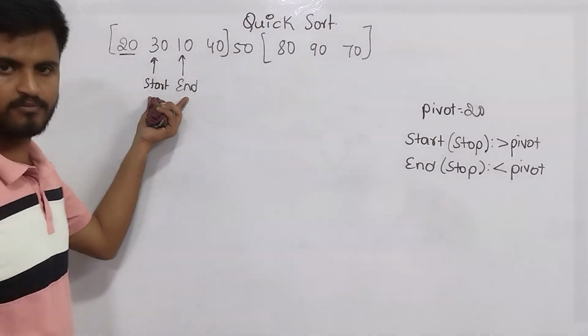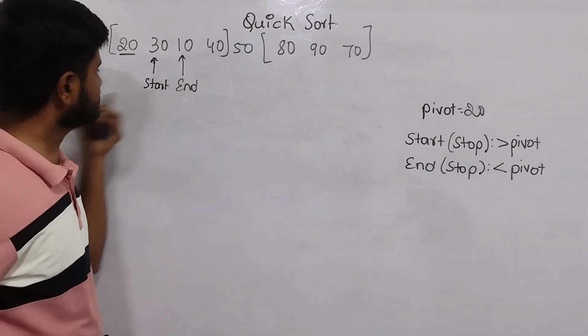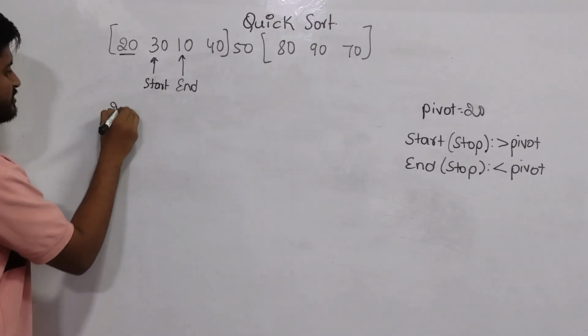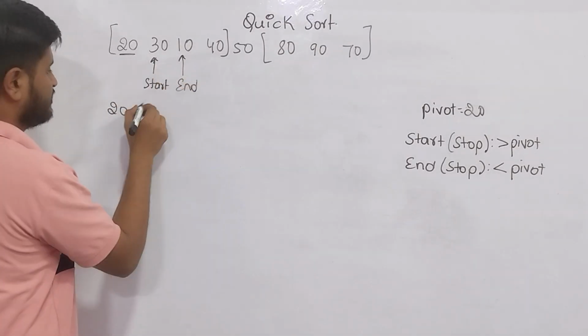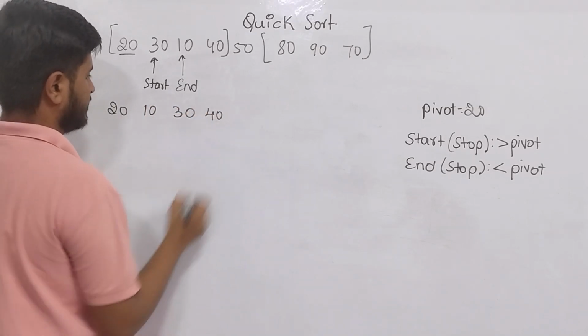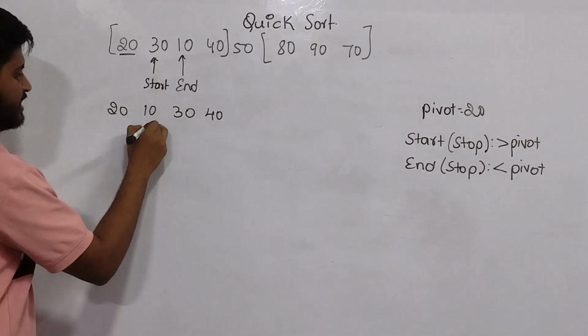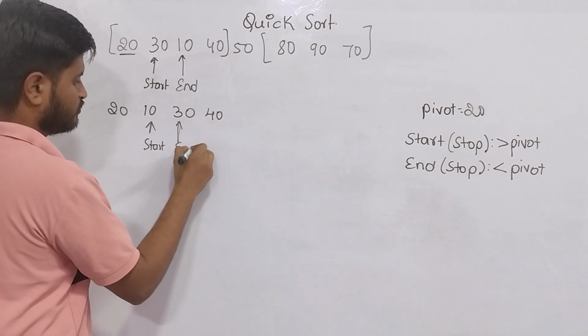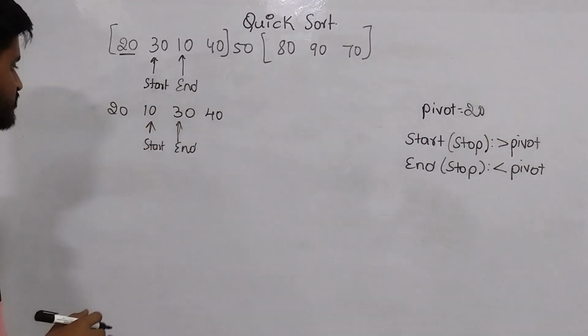So when both of them have not crossed each other, start is at this side only, the left, and end is at this side only. So what I will be doing is swapping the end and start values. So 10 will come here, 30 will go to the end place and 40 will be same. Now start is here only and end will be here only. Only the numbers will be exchanged or swapped.